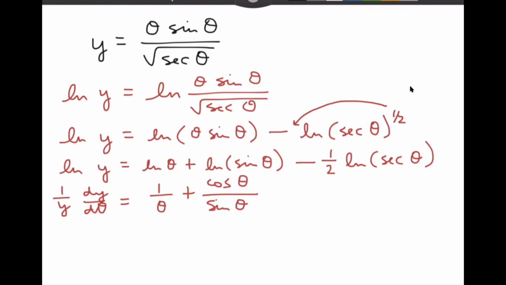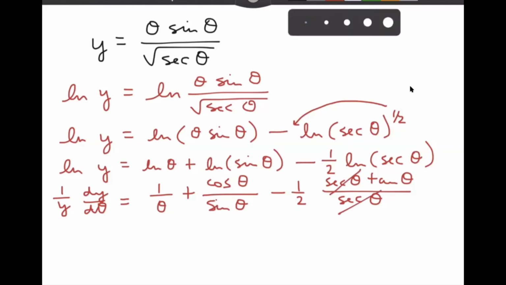All right, and then over here we have minus 1/2. The derivative of natural log secant theta would be 1 over secant theta times the derivative of secant theta, which is secant theta tangent theta. All right, so I bet you see a few trig identities you can use there. You can certainly get rid of these secant thetas. I think I'll write that cosine theta over sine theta as cotangent theta.